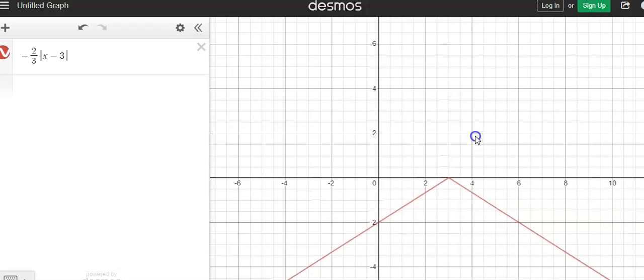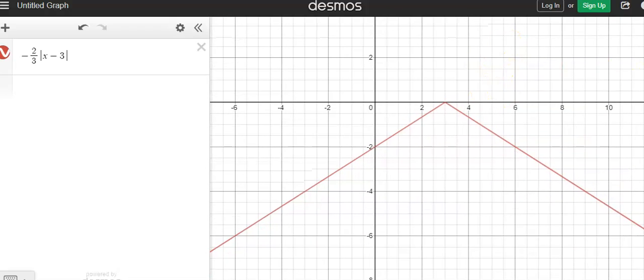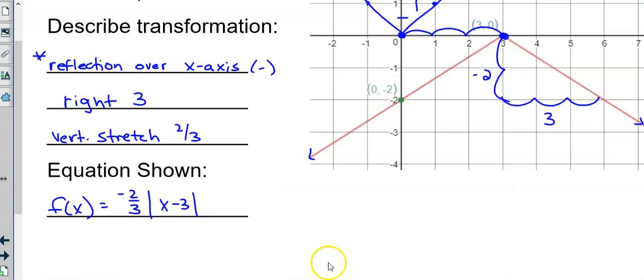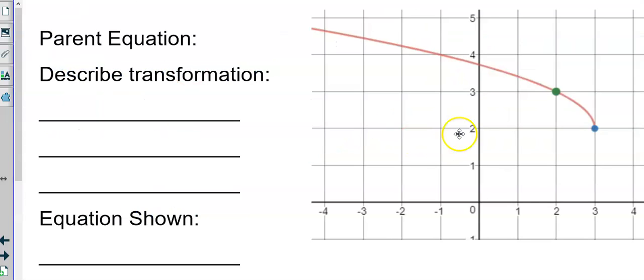I have that one up there already, and there it is. We can zoom in on it. You can test a couple points: 3, 0 and 0, negative 2, which is what we had on there. So that's good.